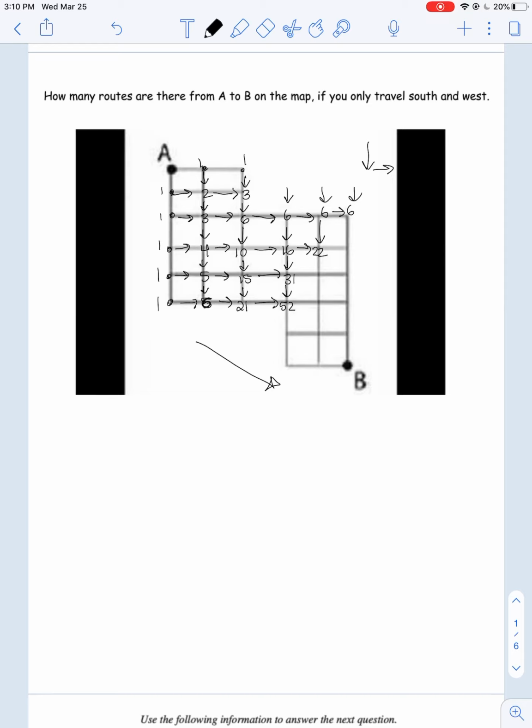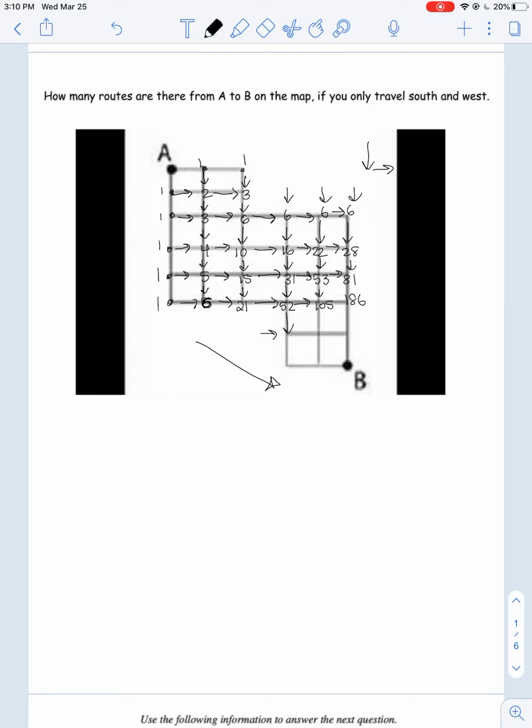6 and 16 equals 22. 22 plus 6 is 28. 22 and 31 is 53. So I can start shifting to my calculator. 28 plus 53 equals 81. 53 plus 52, these two numbers add up to 105. 81 plus 105 adds up to 186.